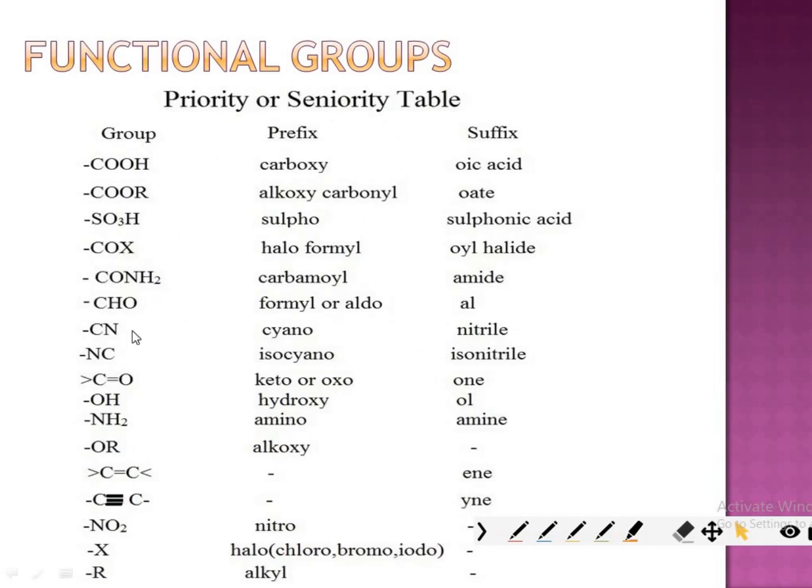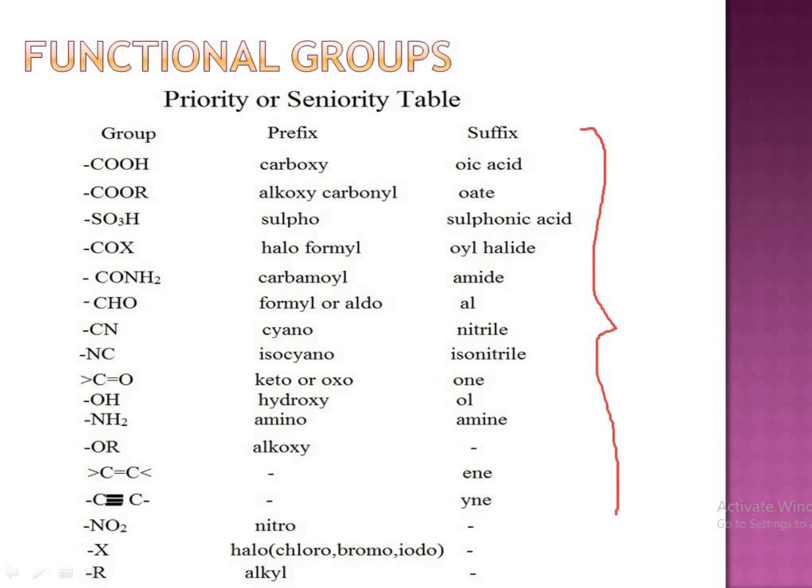Now let's see what we have next. Functional groups. Okay, so you see, functional groups are the branched groups that we will be having in branched hydrocarbons. Now these are the priority order of functional groups. COOH has the highest priority functional group. When it is used as a prefix, it is carboxy. When a suffix, it is oic acid.